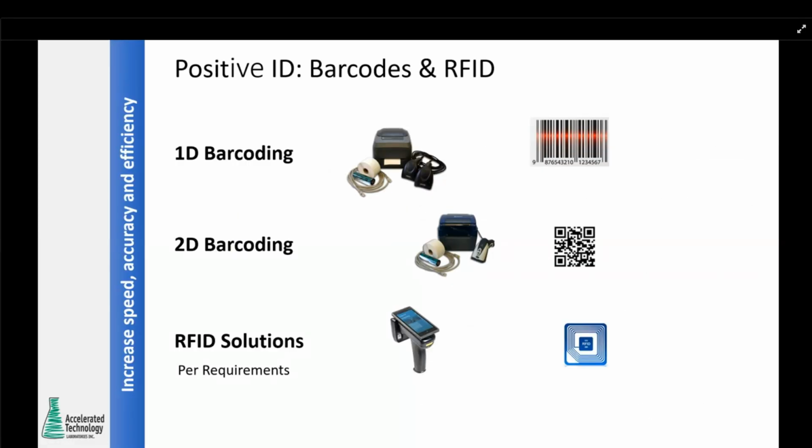One very popular automation tool is positive ID, barcodes as well as RFID. And you can see the difference between one-dimensional barcodes as well as two-dimensional, which can hold much more information, as well as radio frequency ID solutions that are ideal for applications where you have a high number of samples that you need to scan and you don't have direct access to them.